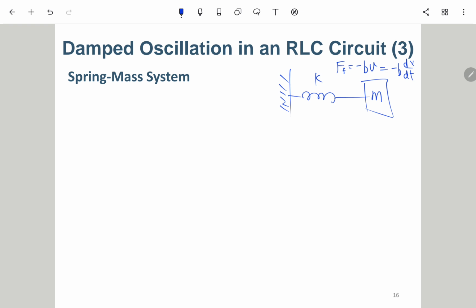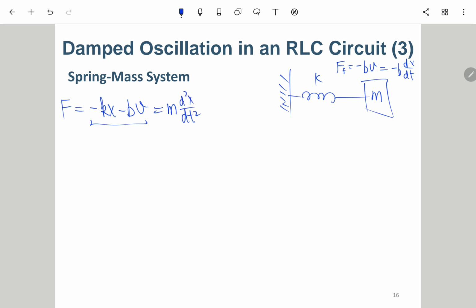So here we still have F equals negative kx and also negative bv. This is the total force, including both the spring, negative kx according to Hooke's law, and the negative bv due to friction. In this case it equals ma according to Newton's second law of motion, and ma is m d2x dt2.